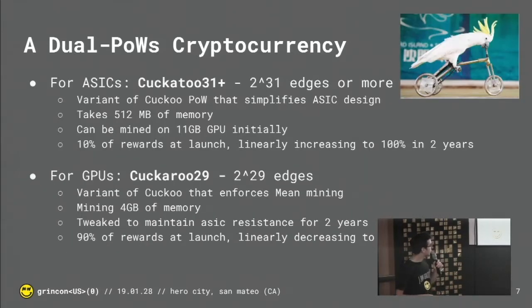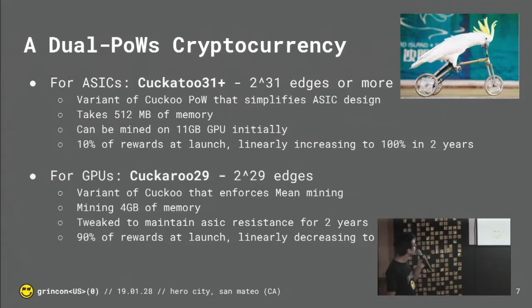As I was saying, there are two proofs of work which are both derived from the Cuckoo Cycle family. There are way too many details, but what we need to know is that the first proof of work, the primary, is called Cuckatoo31+, and is designed for ASICs. The second one, the secondary proof of work, is called Cuckaroo29. To mine on a GPU, for the primary, you need right now 11 gigabytes of memory, and for the secondary, you need 4 gigabytes of memory.